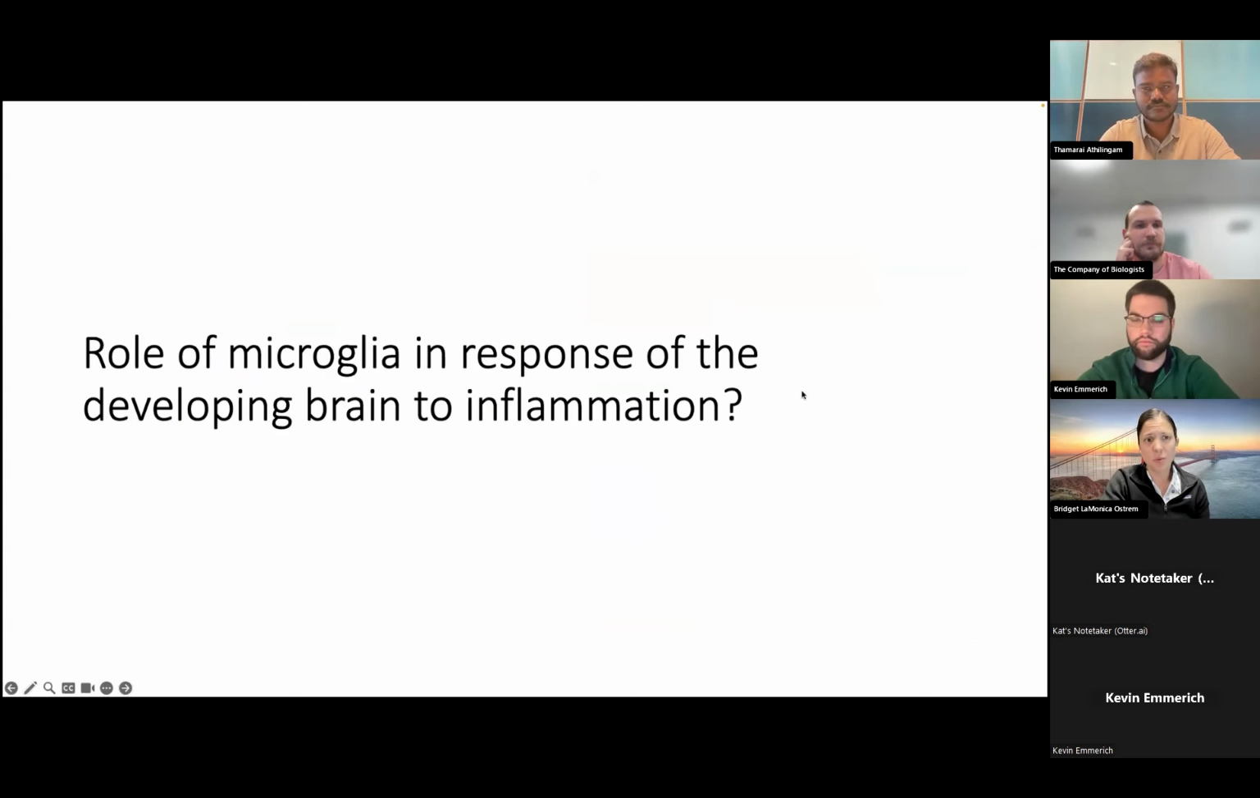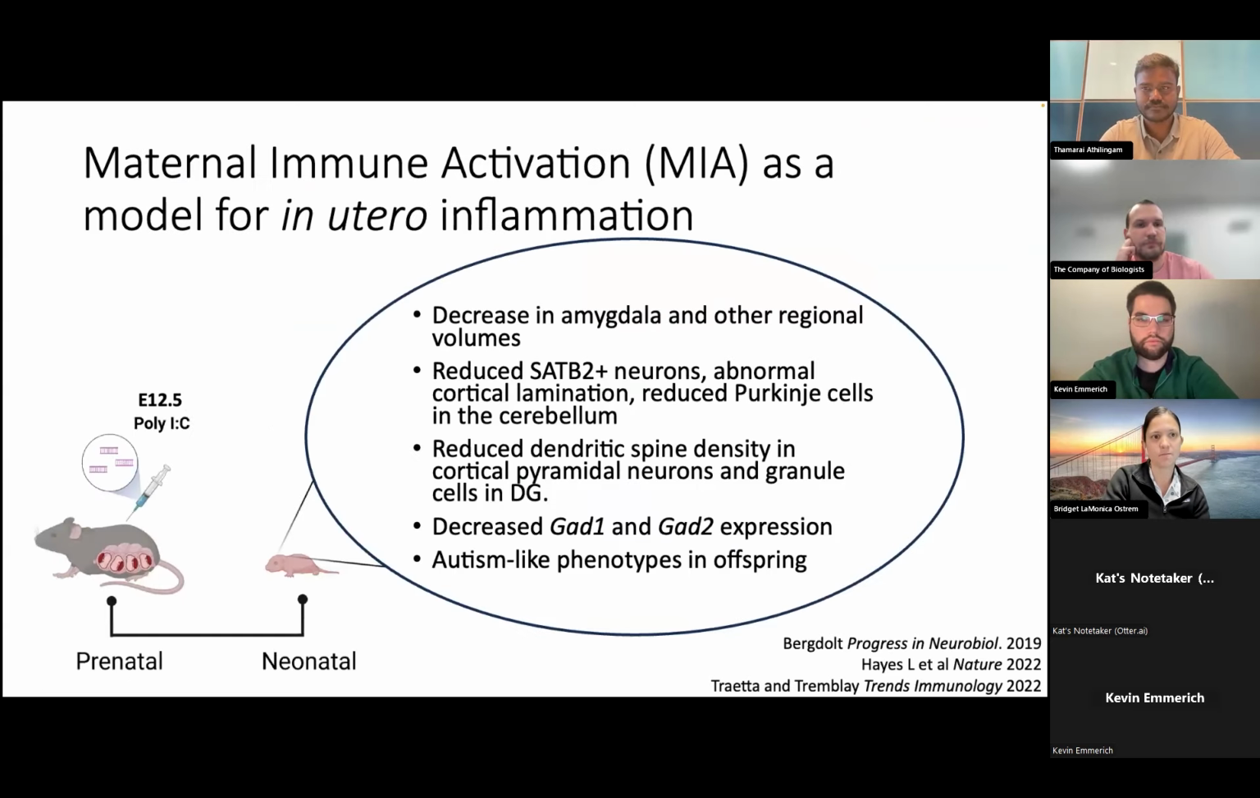So what is the role of microglia in the response of the developing brain to inflammation? To ask this question, we next turned to the maternal immune activation, or MIA, model as a model for in utero inflammation. And this model has been very well described and characterized by many groups over the years.